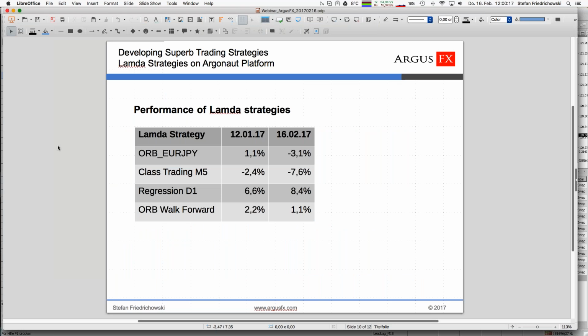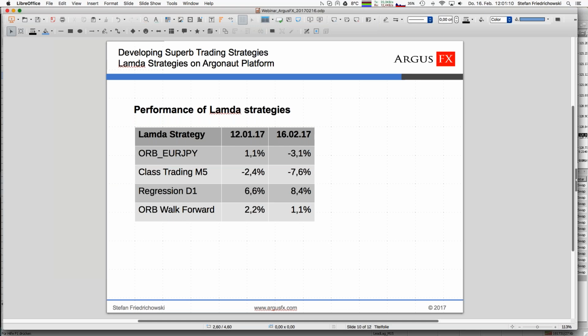But now let me quickly go to the performance of the Lambda strategies. The other topic I will, of course, move forward in the next couple of webinars. So where do we stand, or where is Lambda right now with those strategies? You know there are 4 strategies running, and you see that right now we have positive and negative values. In total, they would cancel out to nearly 0, at least a little bit to the minus. We have one strategy with minus 3%, and the best one is here with plus 8% from the starting point.